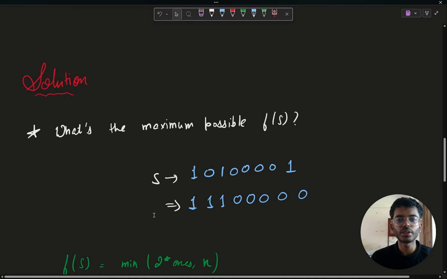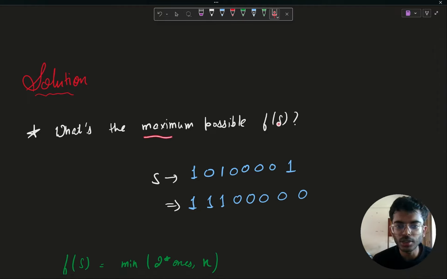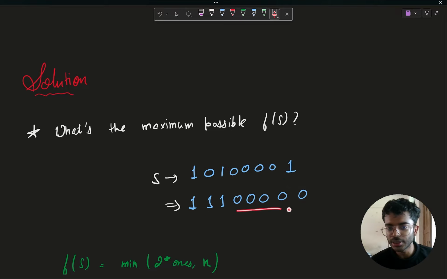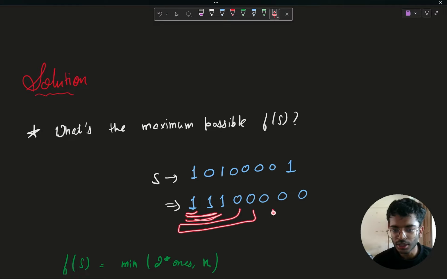So yeah, let us first of all try to think about what is the maximum possible f of s that we can obtain. So if we have, let's say, some s like this. So without worrying about the number of operations we are trying to minimize, what is the maximum possible value of f of s that we can get? So one arrangement is to put all of these ones in the beginning and then just put all of these zeros. So what is it going to do? It's going to increase the count of ones, and then there would be some zeros which you can accommodate. So for here, for instance, this is good, this is also good, this is also good, this is also good, this is also good, and this is also good.